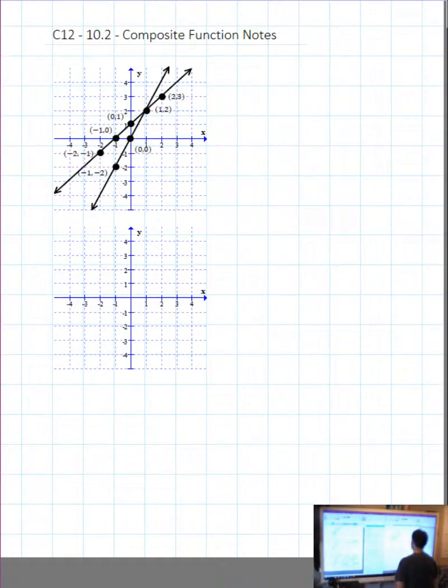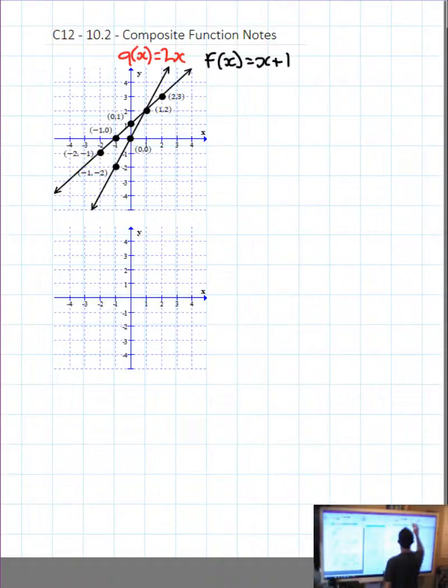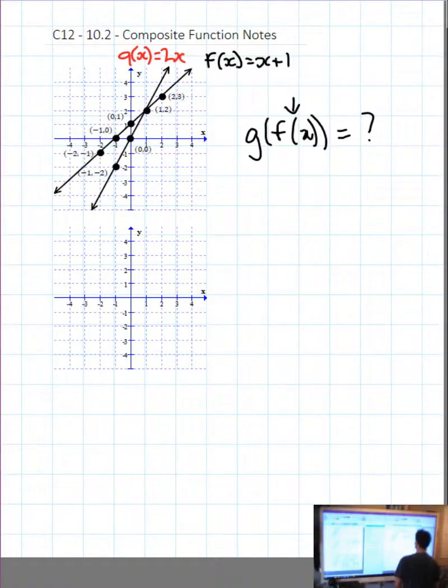Okay, let's take a look at more composite functions. So, f of x is equal to x plus 1. G of x is equal to 2x. And let's propose that we are trying to find g of f of x. G of f of x equals question mark. Well, that means put f of x in for g's x. So if you're able to do that right away and don't need any instruction, feel free.